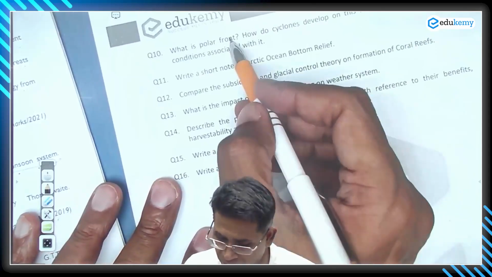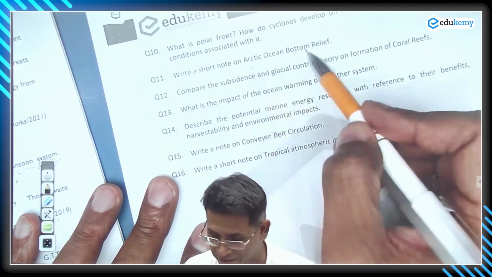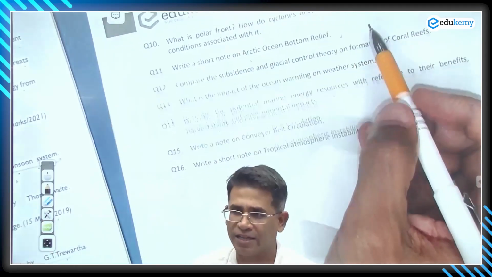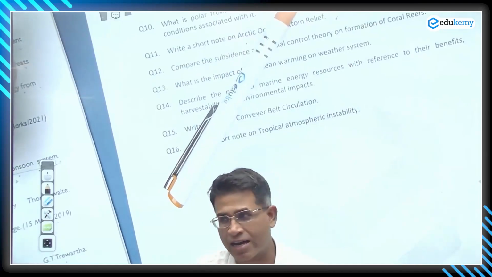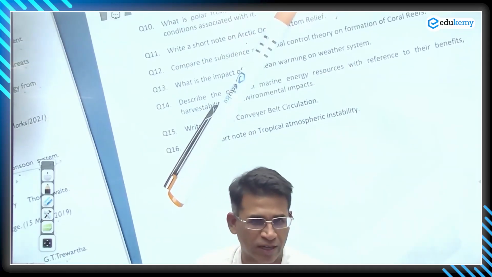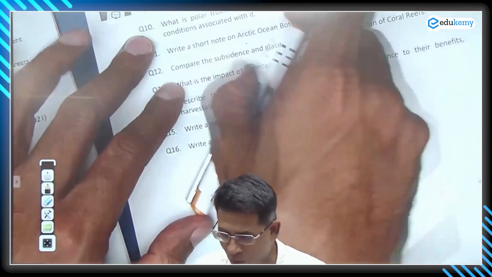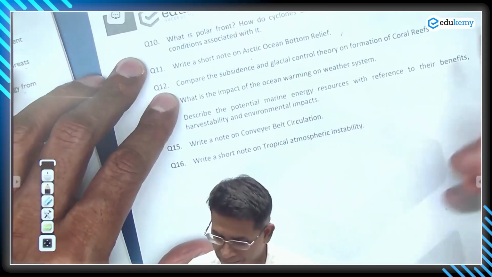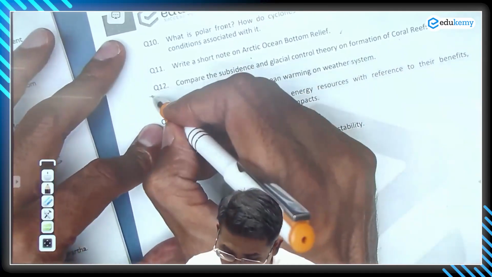Okay. What is the polar front? Arctic Ocean bottom relief. This question has not been asked yet. Otherwise, they've asked Atlantic Ocean and Pacific; those they have asked already. So Arctic has not been asked, so I want a sense of completion, that's all. Okay. Coral reefs are very important.